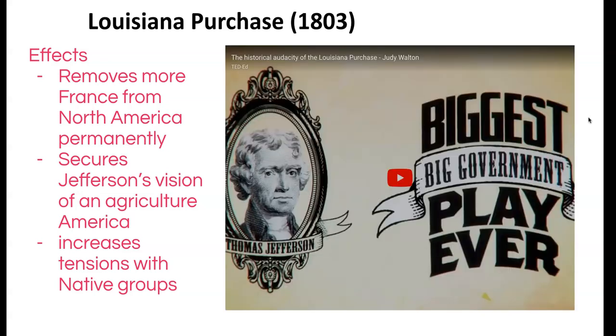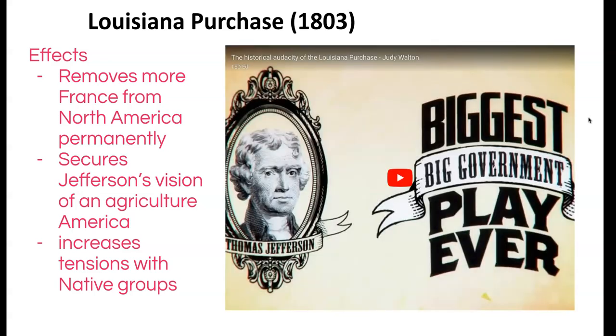Right? The effects. Number 1, it removes France from North America permanently, secures the agricultural vision, and it increases tensions with Native American groups, because the Native Americans still preferred having and trading with the French than Americans, who were purchasing and stealing the land, whereas the French were always just using them as trading networks.